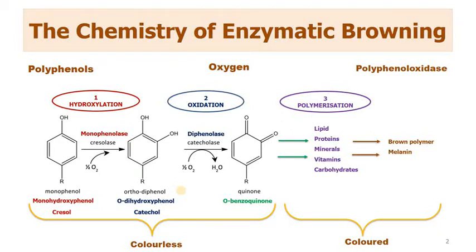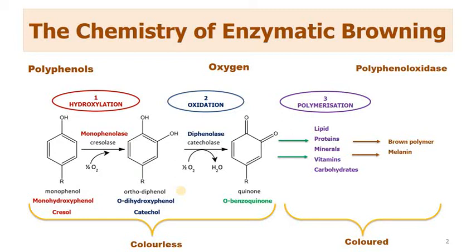As we already mentioned, it involves three main components: polyphenols, oxygen, and polyphenol oxidase. They are contained in the raw material within the cells. However, when those raw materials, like your apple or your banana, are intact, enzymatic browning does not take place.